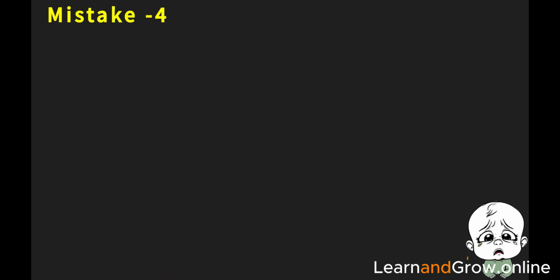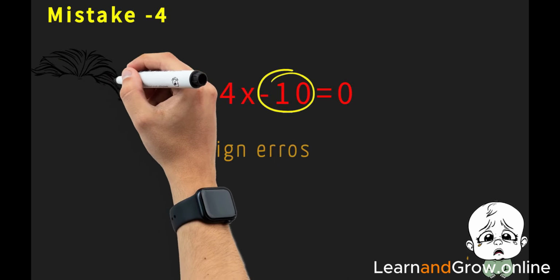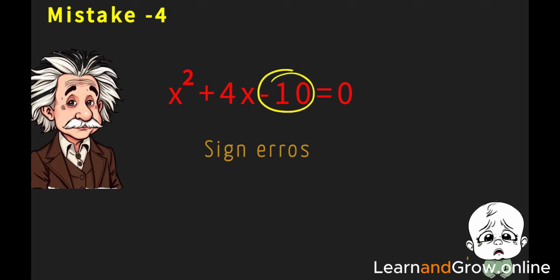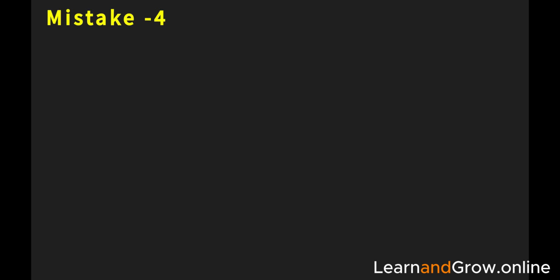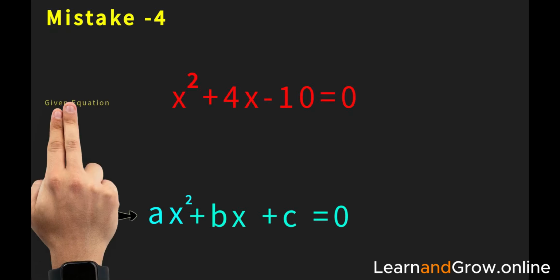Mistake number 4. Sign errors. Many students forget to pay attention to negative signs, especially when applying the quadratic formula. A small sign mistake can completely change the solution. To understand this, let us compare the standard quadratic equation with the given equation.